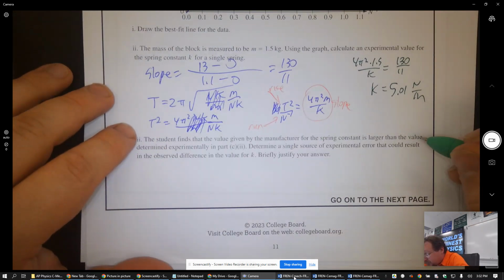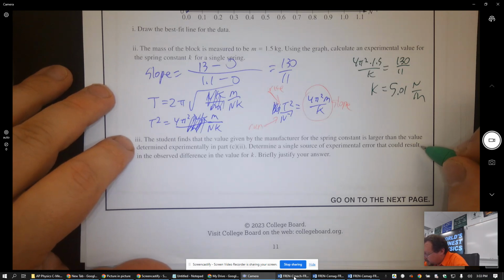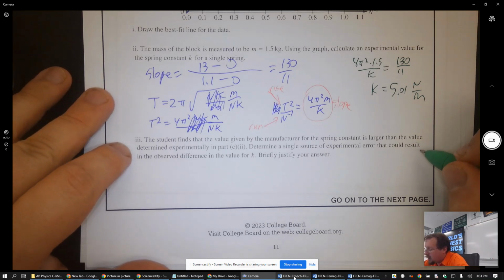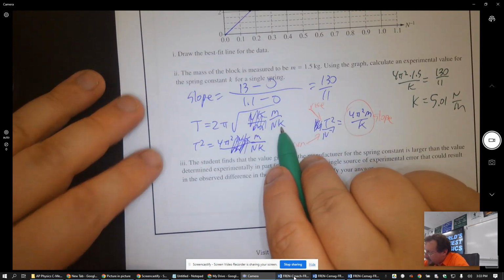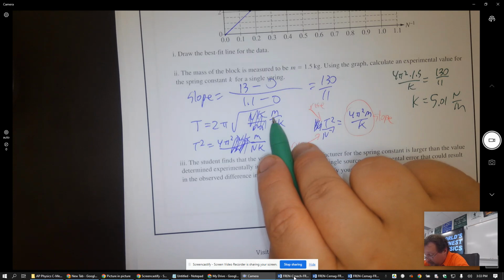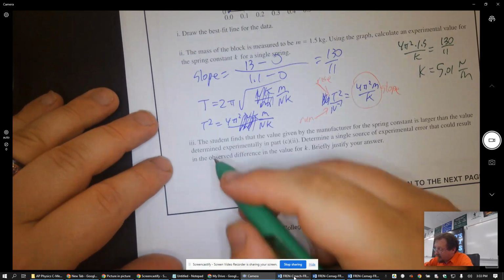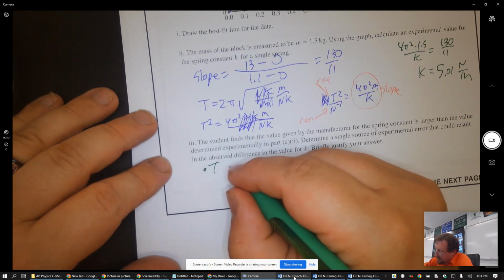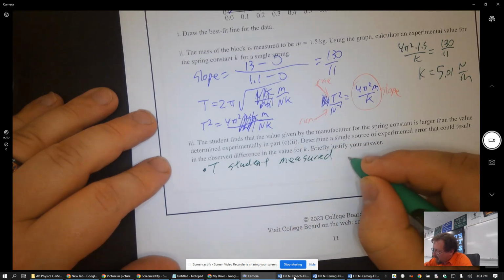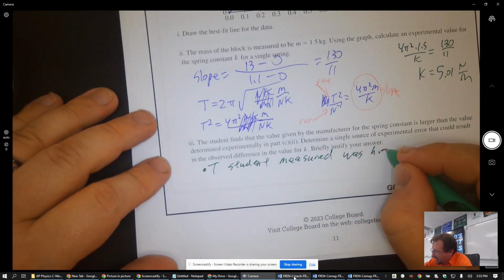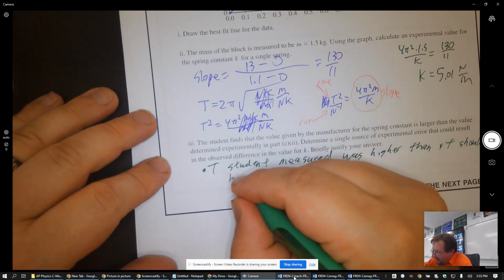Okay, so the student finds the value given by the manufacturer for the spring is larger than what we determined. Determine a single source of experimental error. As I look back at this, if the K should be higher, then that means either the mass should be higher or the period should be lower. So you maybe say the T the student measured was higher than it should have been.